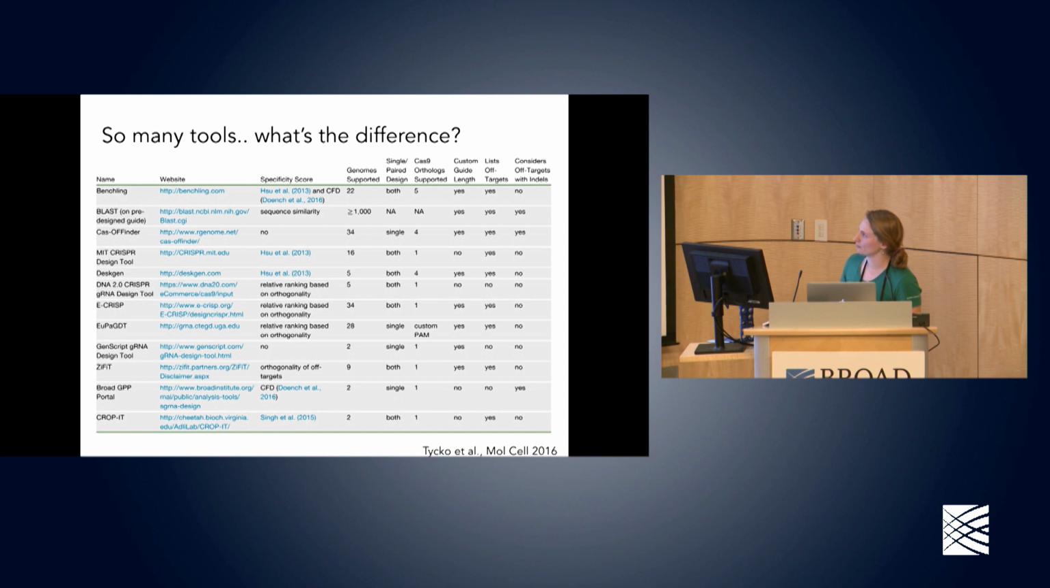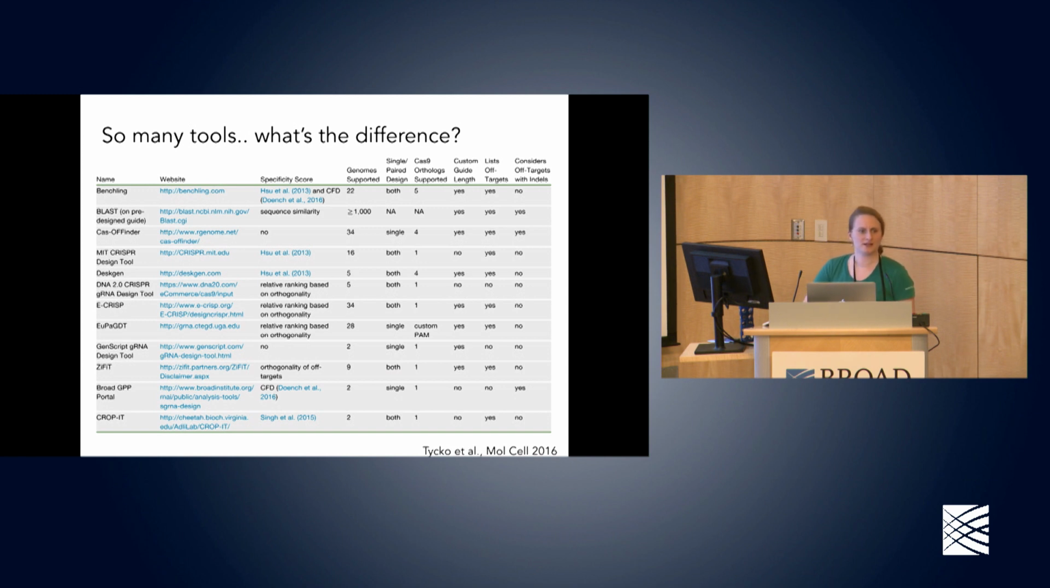Some tools support many different genomes. Some tools are better for looking at particular orthologs of Cas9. And then another key thing to note is that some tools consider off-targets with indels. So it was later found that certain indels can be tolerated by Cas9 and result in cleavage. And so if you're looking to limit the number of off-targets or have an idea of which off-targets are possible, selecting a tool that considers off-targets with indels may be very important for you to use.